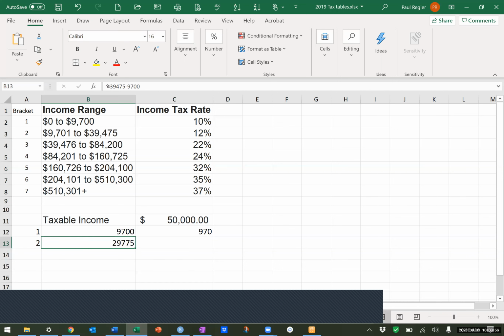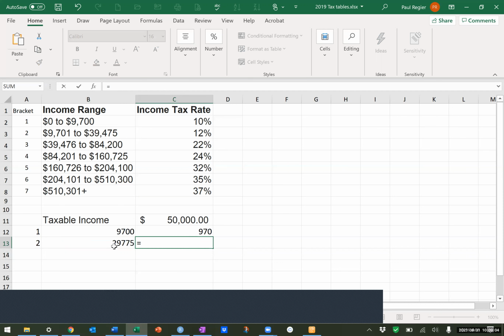You see how I get this? It's this number minus this number. And that's what I'm charged 12% on. So I take this times this. All right. And then the third bracket is the bracket which I fall into.